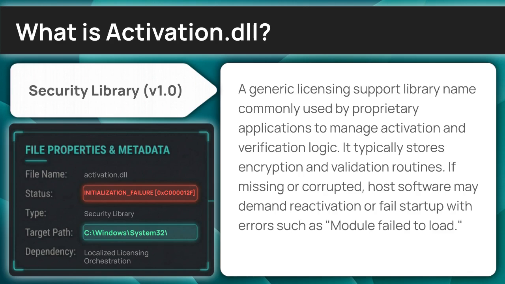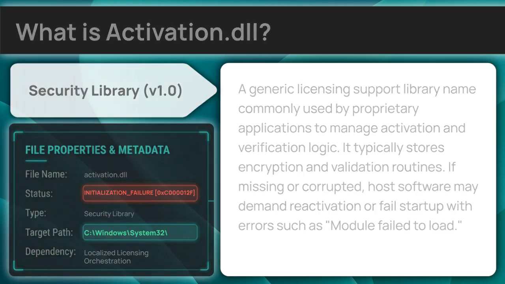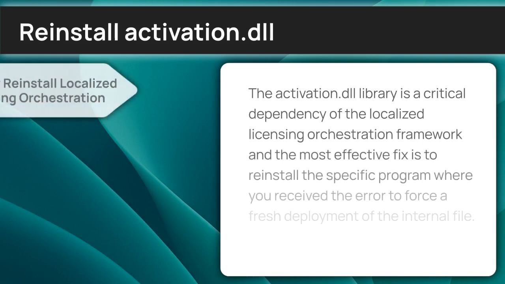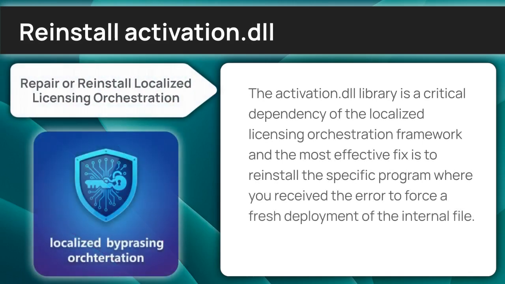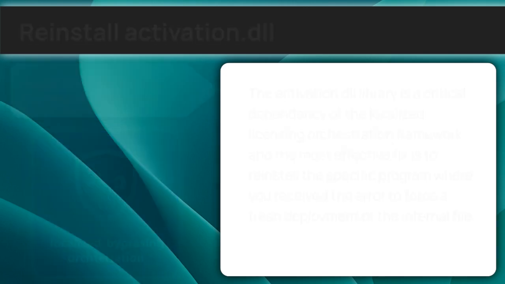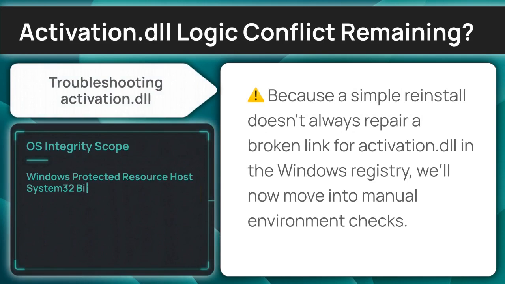Now let's apply the fix by reinstalling the shared system library. The Activation Library DLL library is a critical dependency of the Localized licensing orchestration framework, and the most effective fix is to reinstall the specific program where you received the error to force a fresh deployment of the internal file. If that initial setup didn't clear the pop-up, let's examine the specific initialization sequence assigned to your applications directory.